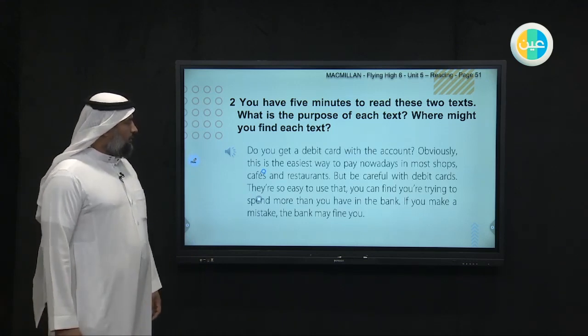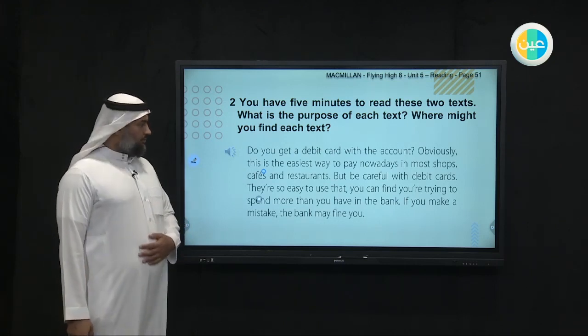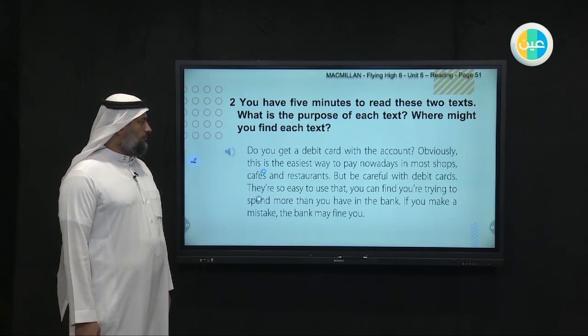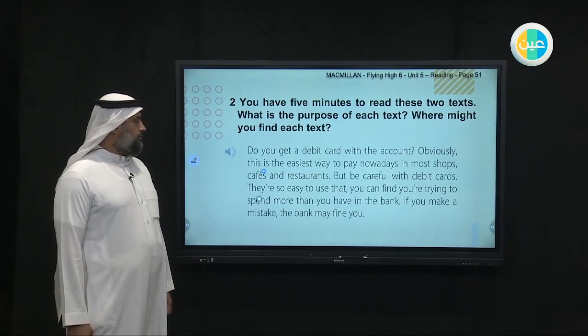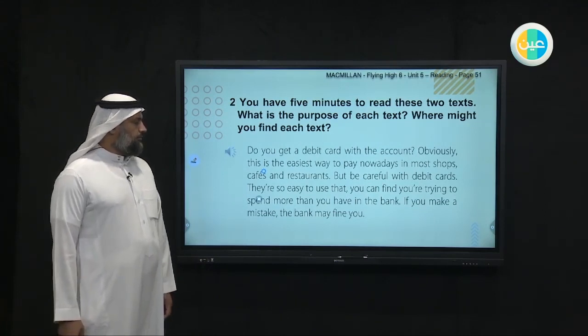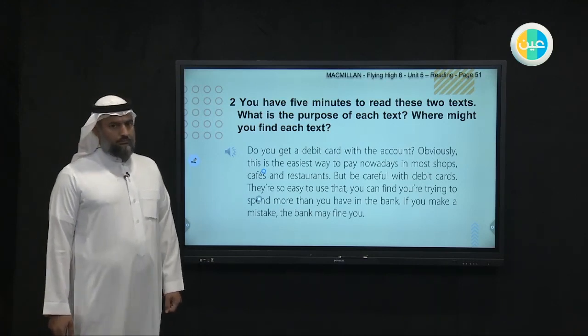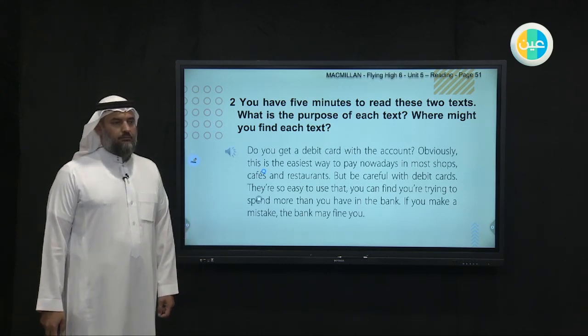Do you get a debit card with the account? Obviously, this is the easiest way to pay nowadays in most shops, cafes, and restaurants. But be careful with debit cards. They're so easy to use that you can find you're trying to spend more than you have in the bank. If you make a mistake, the bank may fine you.